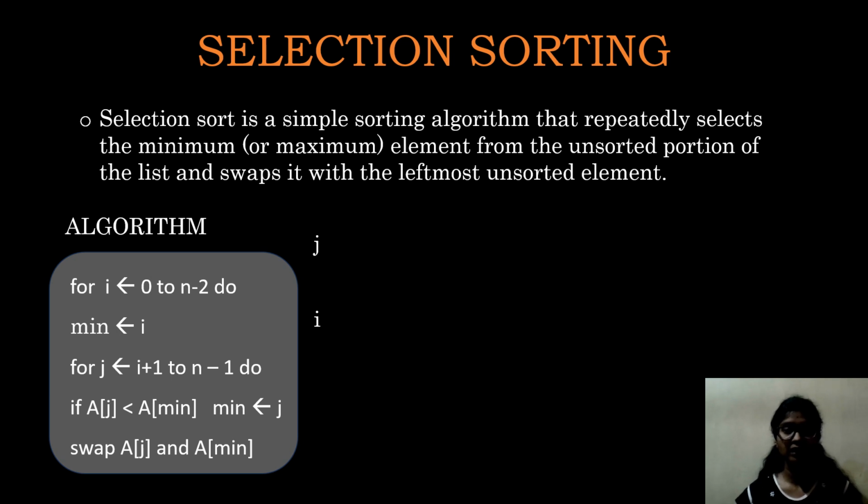Selection sort has a time complexity of order n squared, where n is the number of elements in the list. That means its performance degrades quadratically as the size of the input increases. It's not the most efficient sorting algorithm, especially for large data sets. It is easy to implement and works well for small lists or as a teaching tool to understand sorting algorithms.